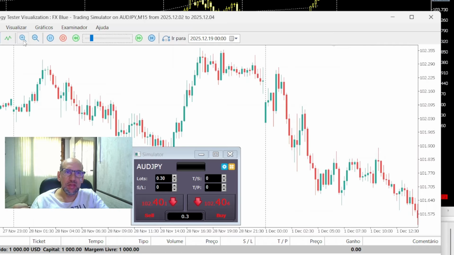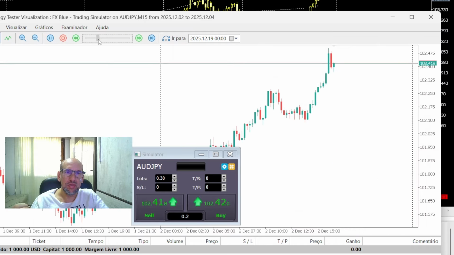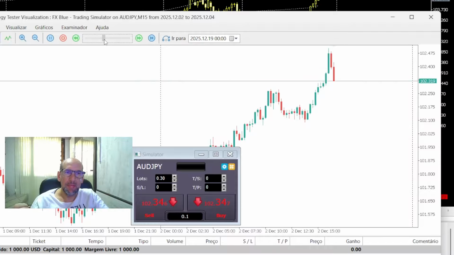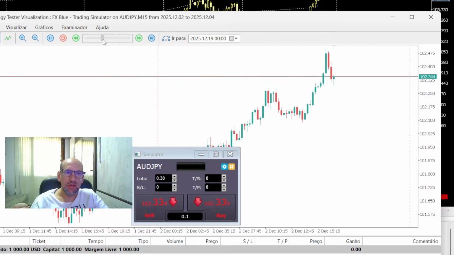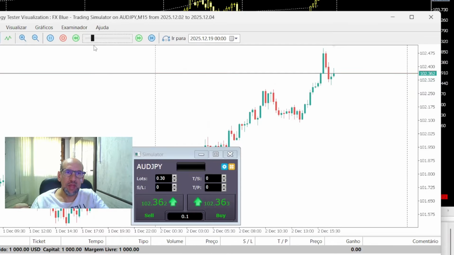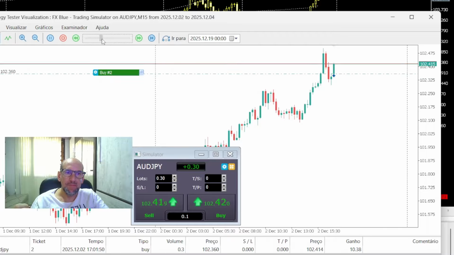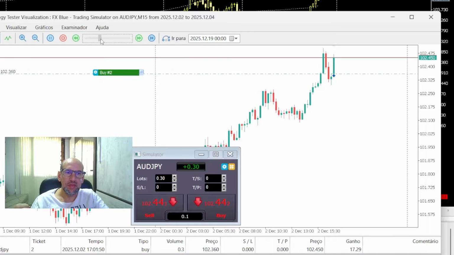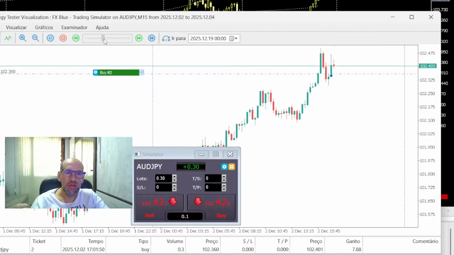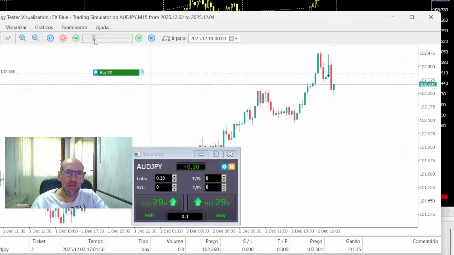And I wait for a candle to close higher, to close green, to buy. Now I can buy 0.3 lot. Take profit is $35 or more. False breakout, but the fundamental analysis is to buy.